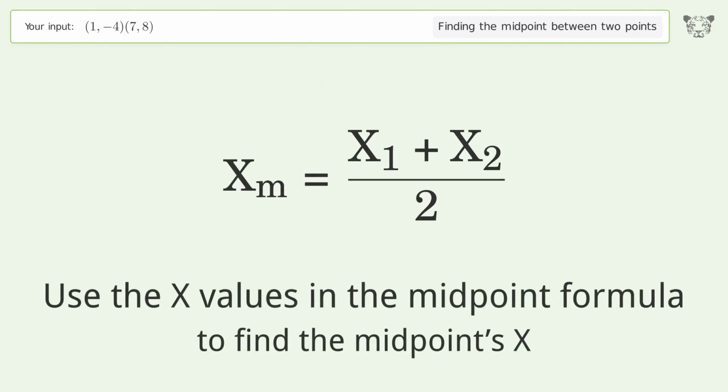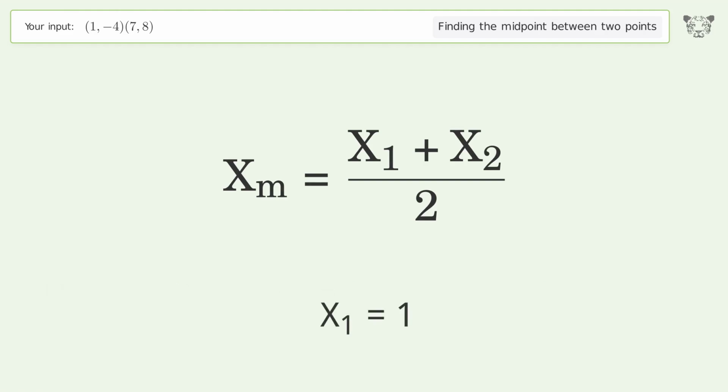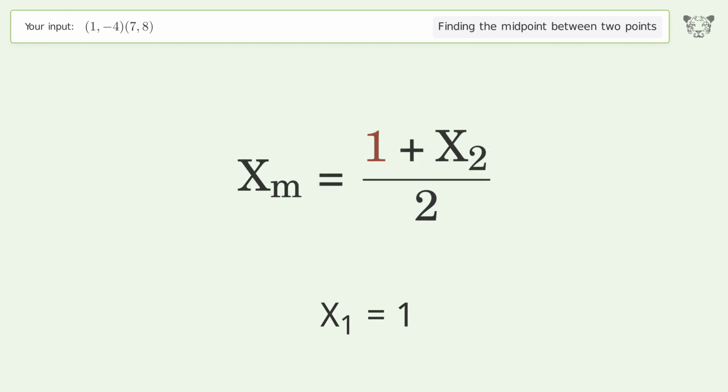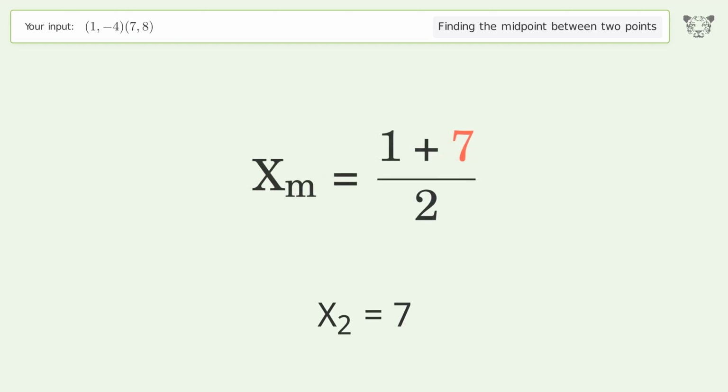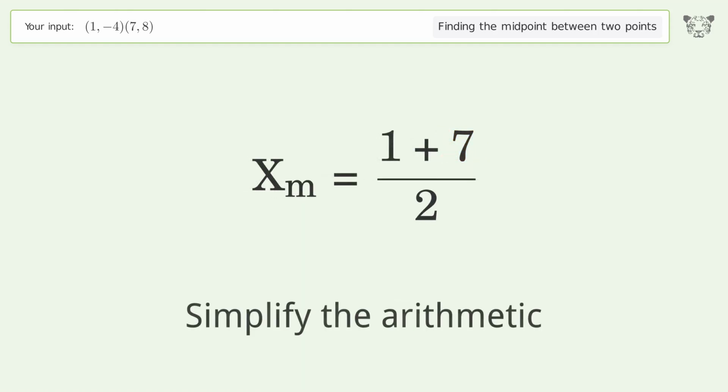Use the x values in the midpoint formula to find the midpoint's x. x1 equals 1. x2 equals 7. Simplify the arithmetic.